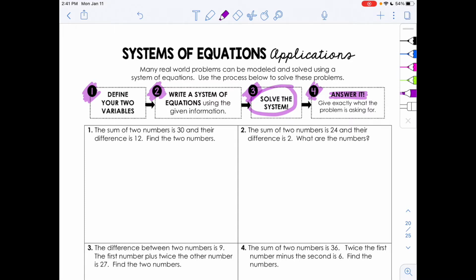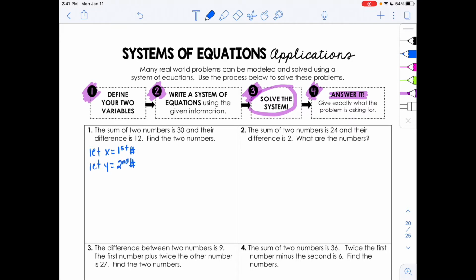First, we're going to define our two variables. So the two things in this problem are two numbers that are added together. So we're going to let x equal our first number, and we're going to let y equal our second number.